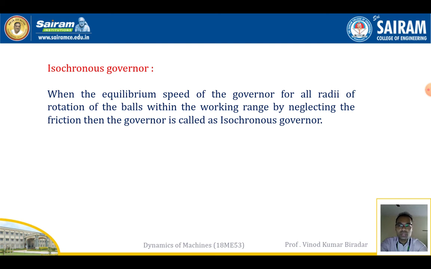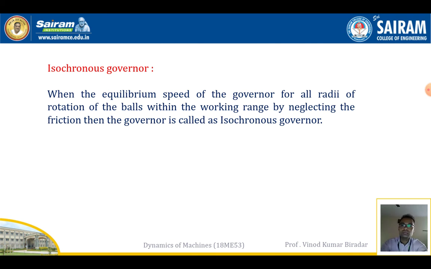I'm going to repeat here. When the equilibrium speed of a governor is the same for all radii of rotation of the ball within the working range, neglecting the friction, then the governor is called an isochronous governor. Suppose you take the Porter governor or Hartnell governor. Here, as the engine speed increases, the radius of rotation of the ball changes. During that, a small friction will be generated that we are going to neglect. For such a condition we call it an isochronous governor.